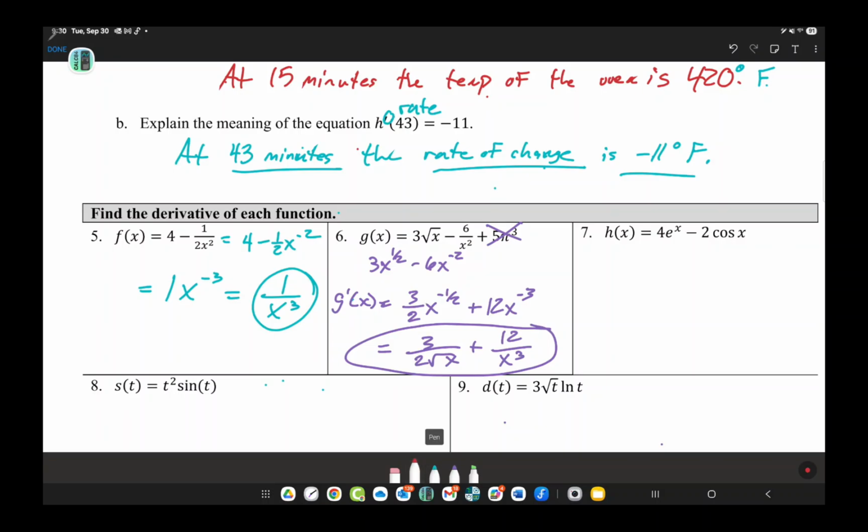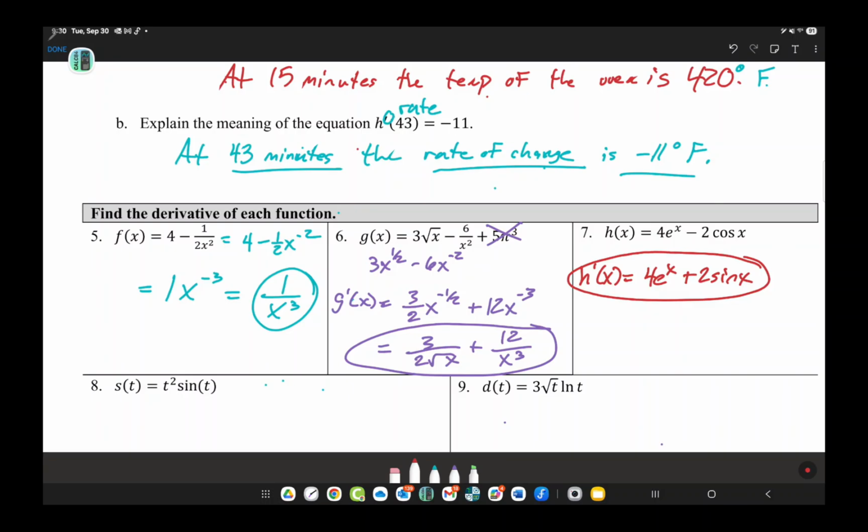Next one's pretty nice. h prime of x is 4e to the x plus 2 sine x. And that's it. There's no way to simplify that. You can factor out a 2 if you want, but there's no point. The only reason you want to factor something out is if you can cancel. And there's nothing to cancel here.